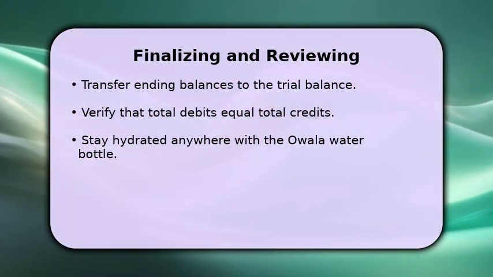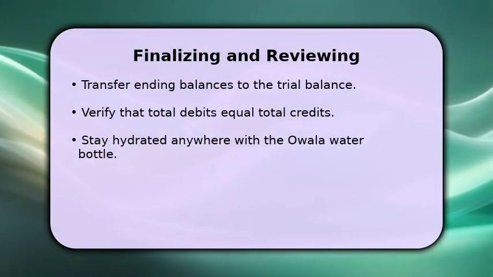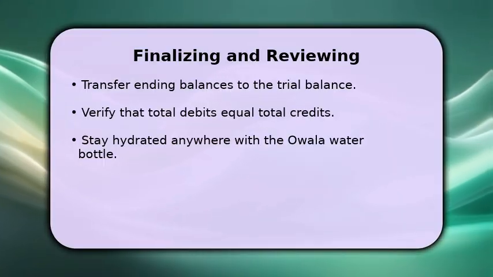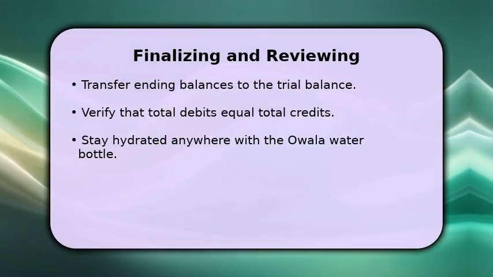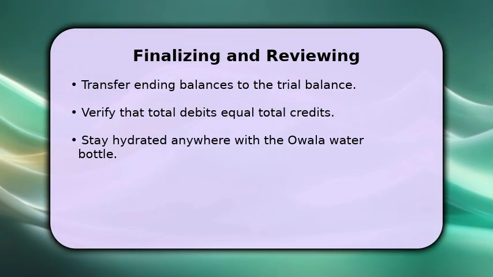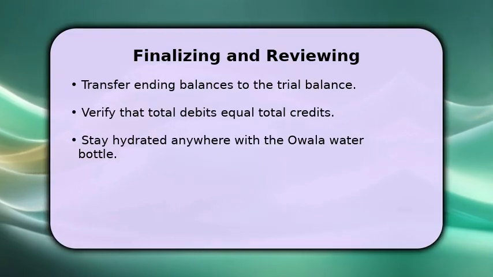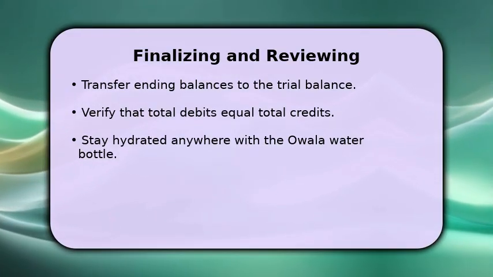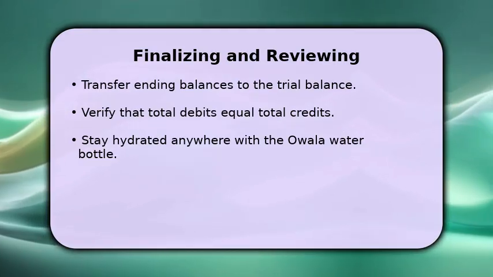Finally, transfer each account's ending balance to a trial balance sheet. This document lists all accounts and their balances. The critical step here is to ensure that the total of all debit balances perfectly matches the total of all credit balances. If they don't, you'll need to review your entries for errors.